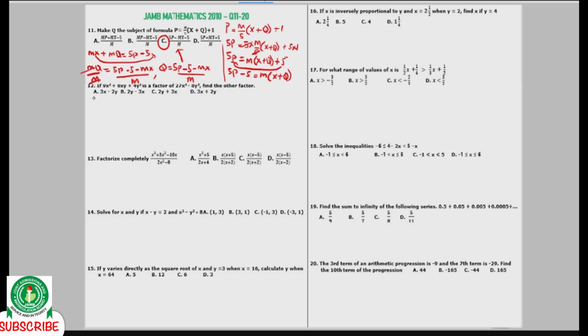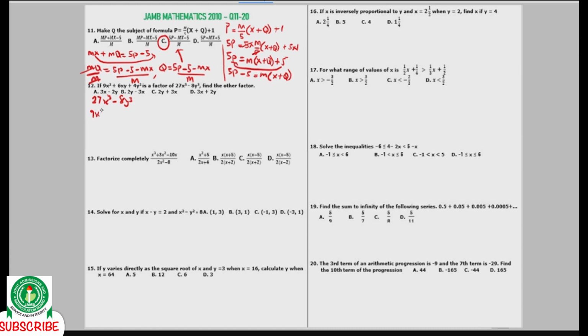Now question number 12 says, if nx squared plus 6xy plus 4y squared is a factor of 27x cubed minus 8y cubed, find the other factor. Now, this is a question on polynomials. You can see that we are given a polynomial expression, which is 27x cubed minus 8y cubed, and we are told that we have a factor for this, and the factor is what?